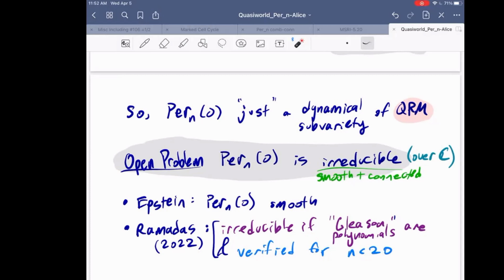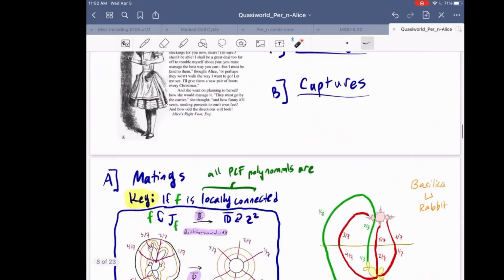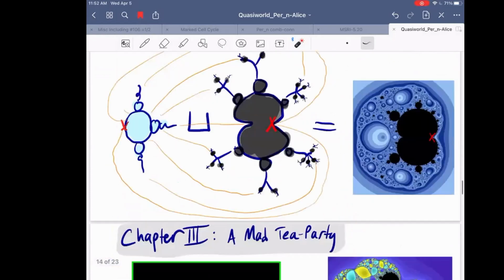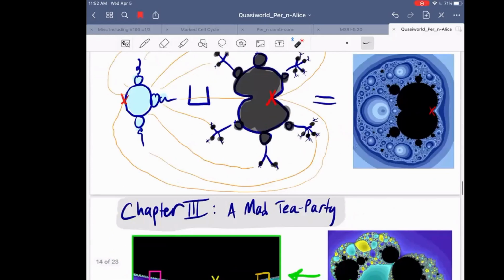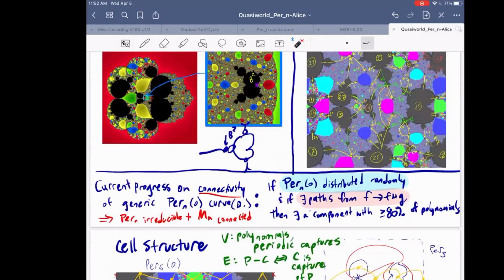Oh wait, let me show one more thing then. Okay, Per 5 is a torus. Per 5 is a torus, and you don't have to take my word for it, because you can print one. You can sew one up together. It's a torus.